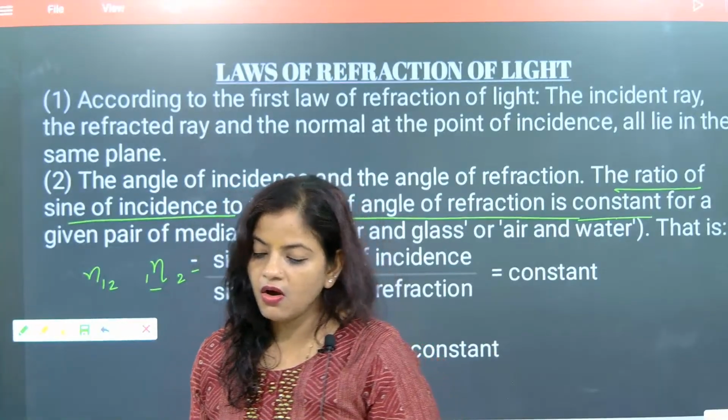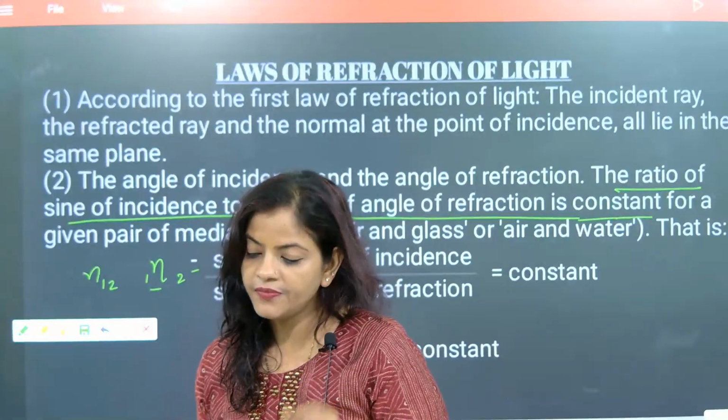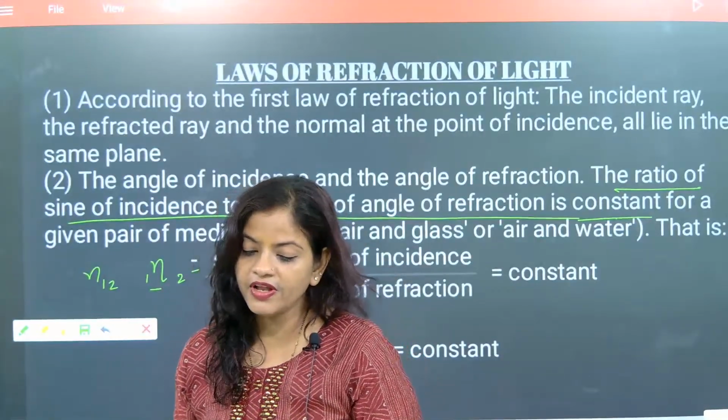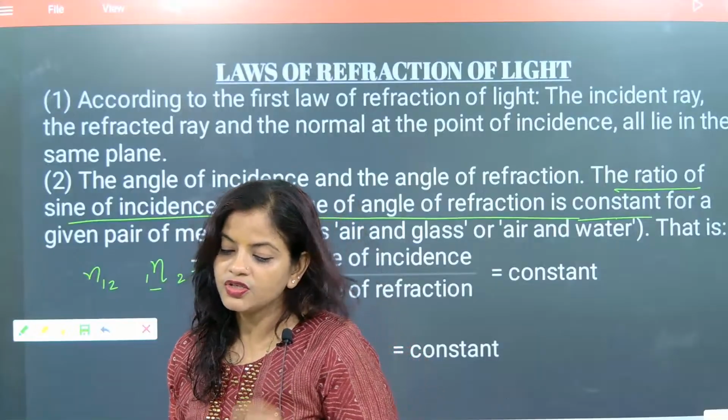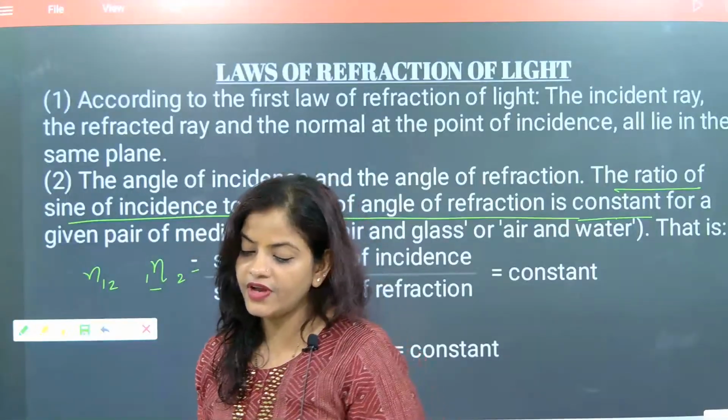The color or wavelength of the light. So optical density, wavelength of the light.